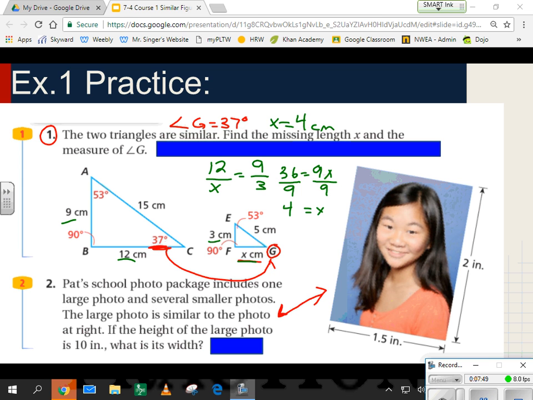And hopefully you got the same answers I did. Angle G should have been easy. You saw its corresponding angle was angle C. Angle C was 37 degrees, so obviously G would be 37 degrees.